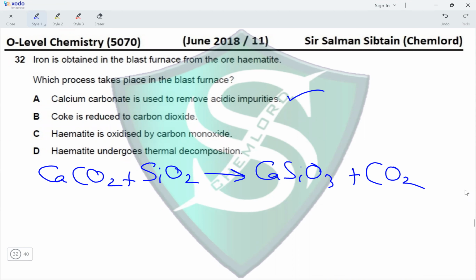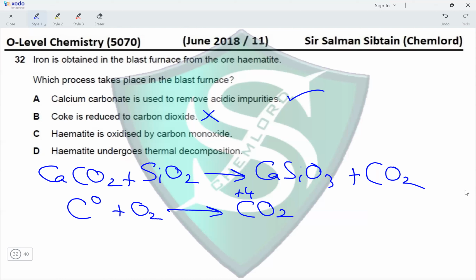So A is correct. B. Coke is reduced to carbon dioxide. Coke is carbon that has a charge of 0 when it is reacted with oxygen forming carbon dioxide. Carbon has been oxidized because carbon in carbon dioxide has an oxidation state of +4. So this option is incorrect.